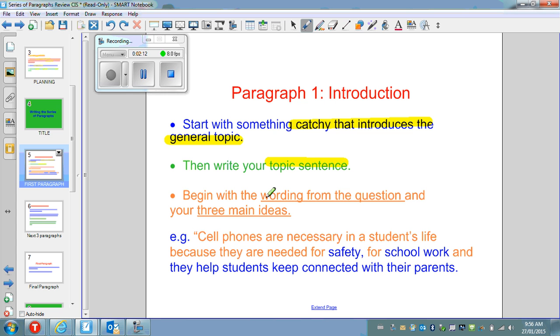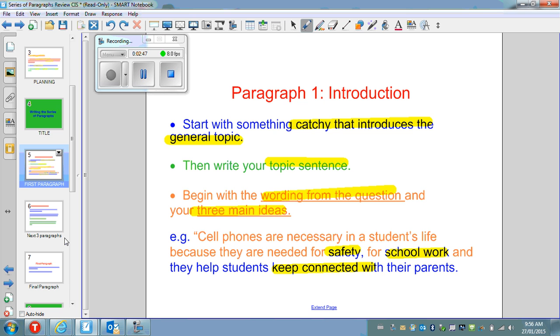Begin with the wording from the question and your 3 main ideas. So recapping there, whatever the question is, you are going to pull from the question and state your 3 points. So for example, cell phones are necessary in a student's life because they are needed for safety, schoolwork, and they help students keep connected. Those are the 3 points that you're going to develop in your body paragraphs.